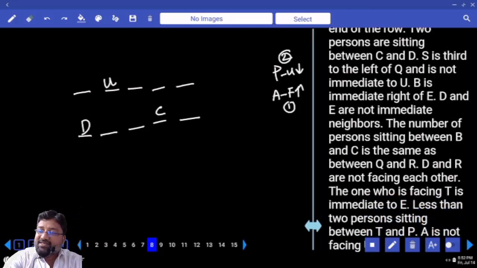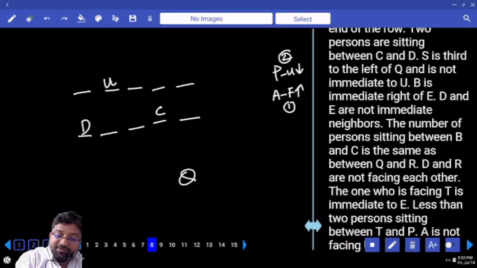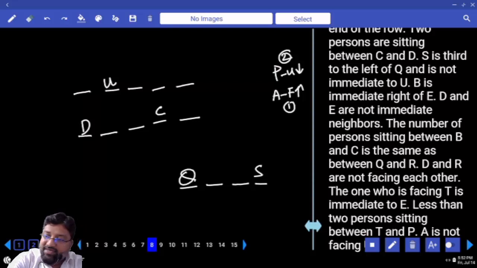Next line. S sits third to the left of Q and is not immediate to Q. Third to the left of Q is nothing but right for us. Tell me why. Q is facing south. S sits third to the left of Q and is not an immediate neighbor of Q. So why did he tell us this point? There is one extra place, right.